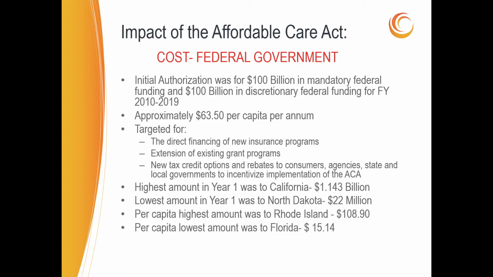The $100 billion in mandatory funding and the other $100 billion in discretionary funding were targeted for the direct financing of new insurance programs, as well as an extension of existing grant programs, and to supply new tax credit options and rebates to consumers, nonprofit agencies, and state and local governments to incentivize implementation of the Affordable Care Act.